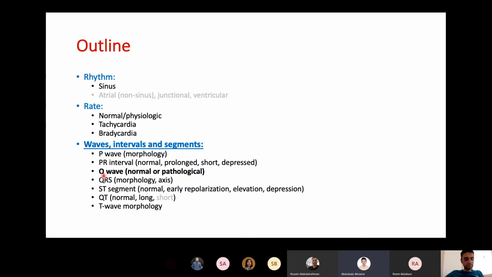Anyone? The first negative deflection in the QRS. Perfect. So that's the definition. And do you guys know where it is typically found? In which lead, I mean? Left precordial, right, and aVF. Okay, left and inferior. Excellent.